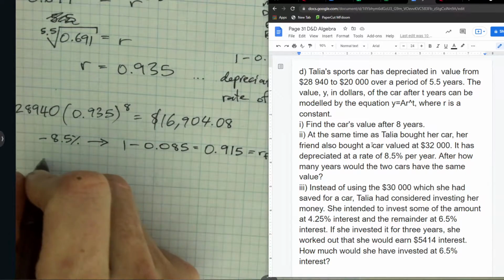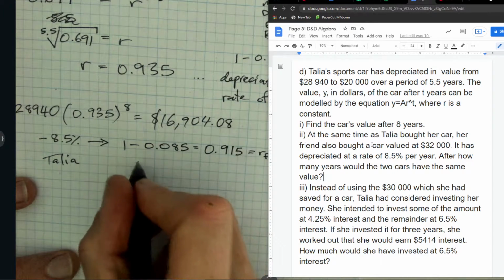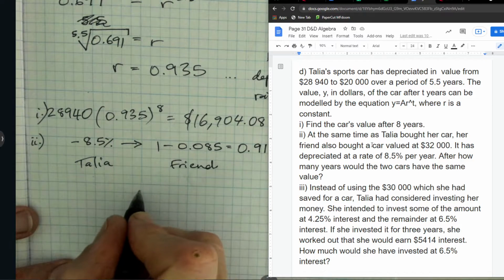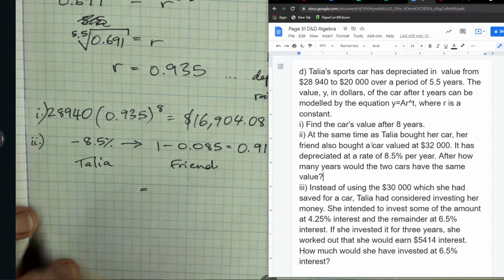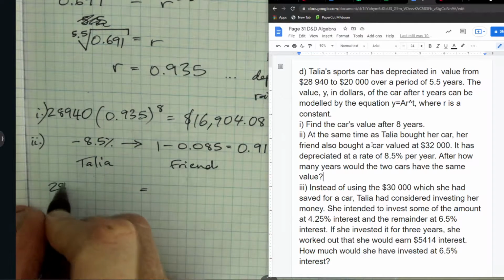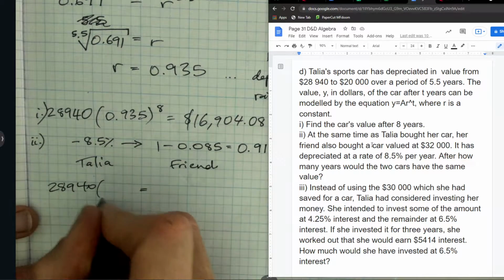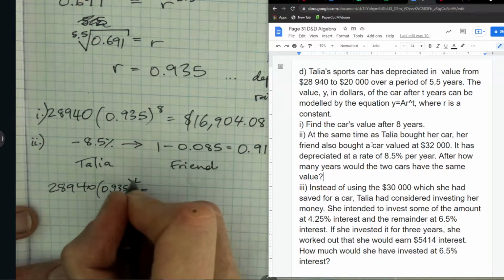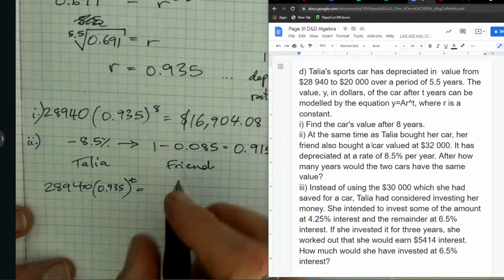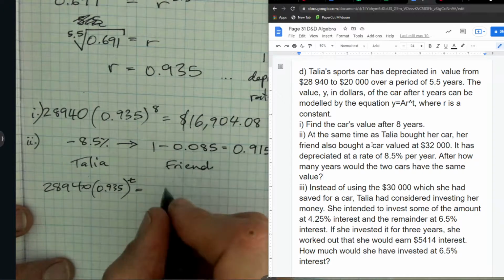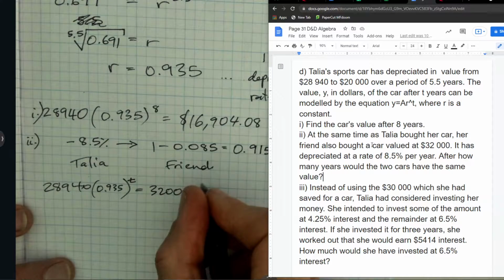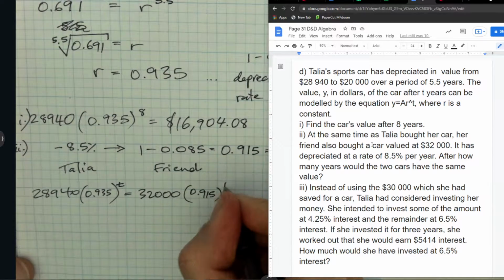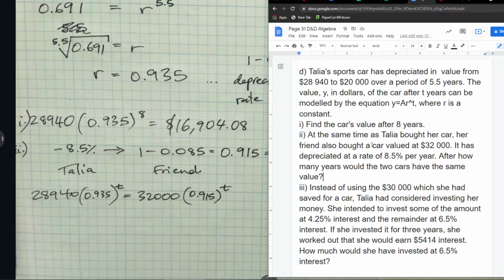So what we're going to do is get Talia on the left, the friend on the right, and find out when they are equal to each other. Talia's one, we know it: 28,940 times 0.935 to the power of t. That finds her one. Now let's find her friend's one. Her friend's car starts off at 32 grand, and then we chuck on the friend's rate of 0.915, and put that to the power t, and we're going to have to try and solve for t.